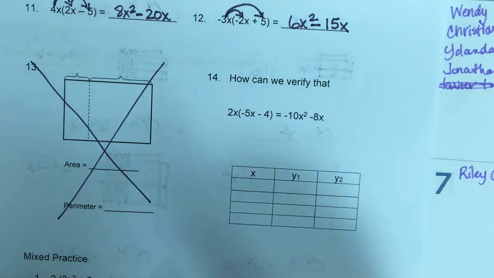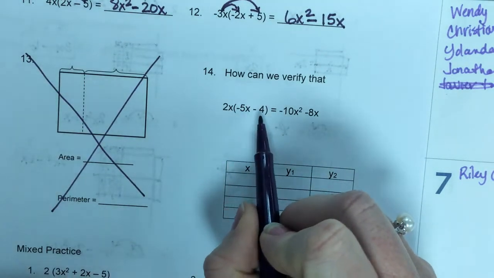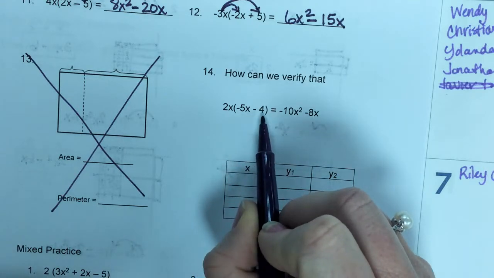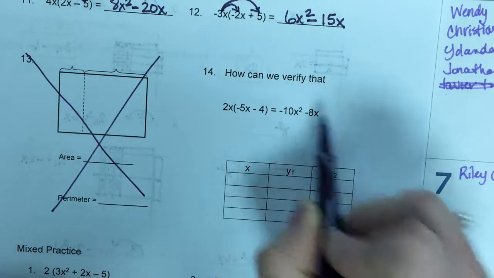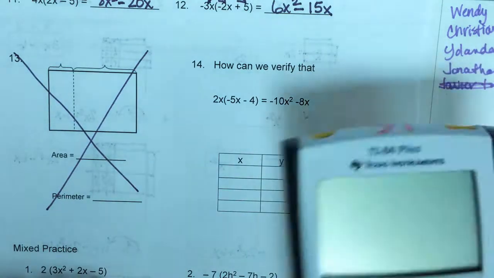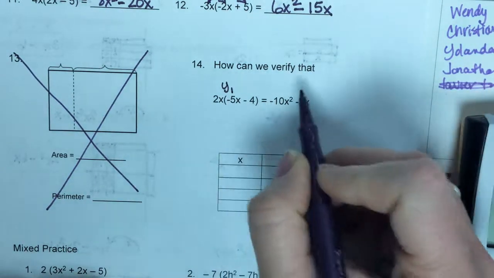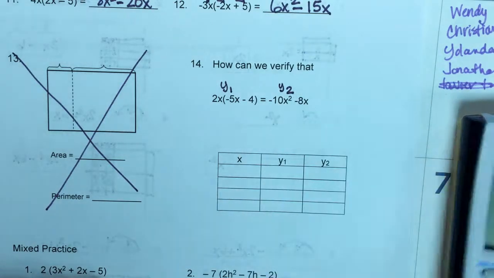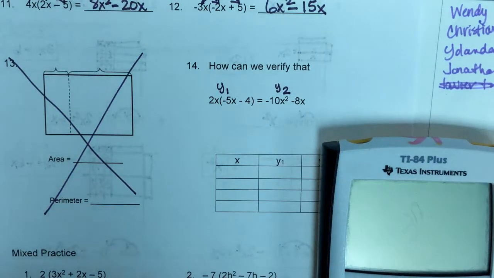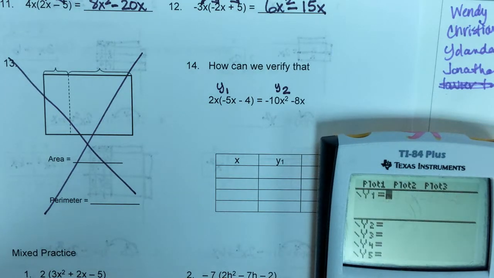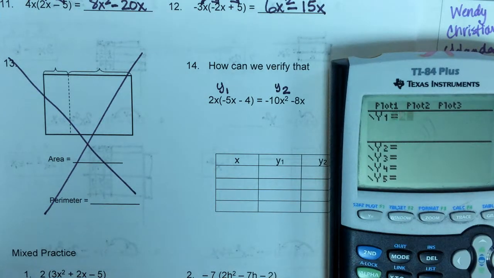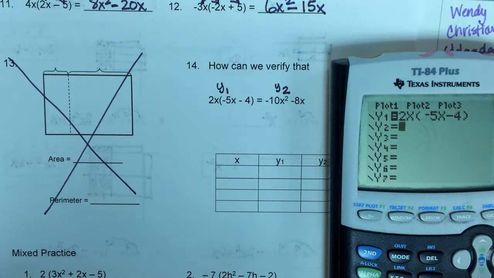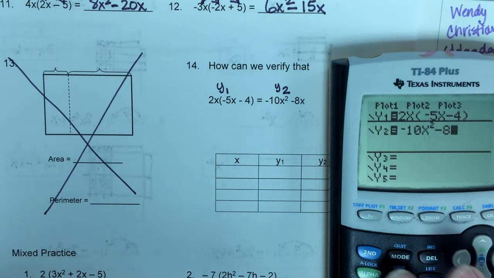So it wants to know, how can I verify that 2x times negative 5x minus 4 equals negative 10x squared minus 8x? Well, I can use my calculator. So what I'm going to do is I'm going to put this one in y1, and I'm going to put this one in y2, and then we're going to look at the table here. So let's go to y equals, let's clear this one out first, so that I have 2x times negative 5x minus 4, so that's my y1, and then y2 I have negative 10x squared minus 8x.